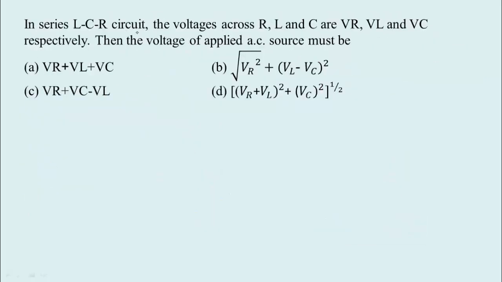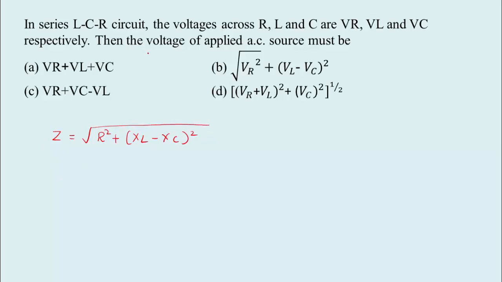In a series LCR circuit, the voltage across R, L and C are VR, VL and VC respectively. Then the voltage applied by the AC source must be. See here, this is a series LCR circuit. A series LCR circuit means we have impedance, denoted by Z. We can write the equation as Z equal to root of R square plus XL minus XC whole square. So this is the equation for impedance.